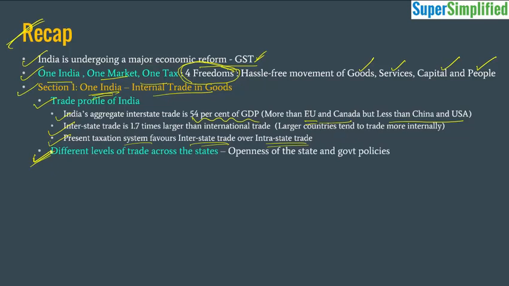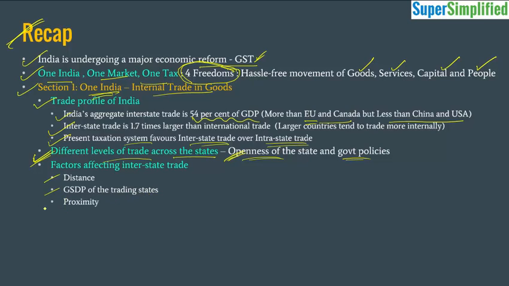And we have seen with the help of a graph that the level of trade across the Indian states varies, and the reason is the openness of the state towards trade and the government policies. And then we saw some of the factors affecting interstate trade, that is distance, the GSDP of the trading states, exporting and importing states, and the proximity of the states. The adjacent states tend to trade 90% more than the other states. And language is also a factor generally, but in case of India, language is not a barrier to trade, right?